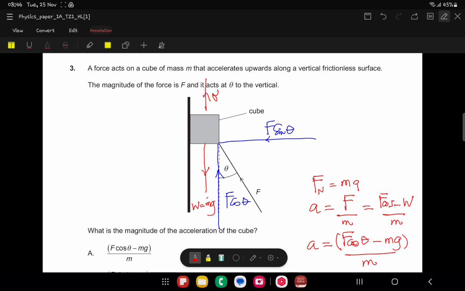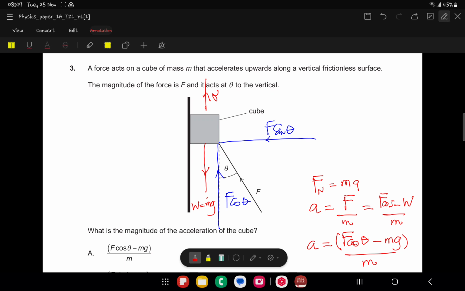net force which should provide the acceleration should be a subtraction between those two forces. Mind you, weight is a force. So the net force should be a subtraction between the two because these two vectors are moving in opposite directions. But because the object ends up accelerating upwards, we do not subtract F cos theta from the weight. Rather, we subtract the weight from F cos theta.